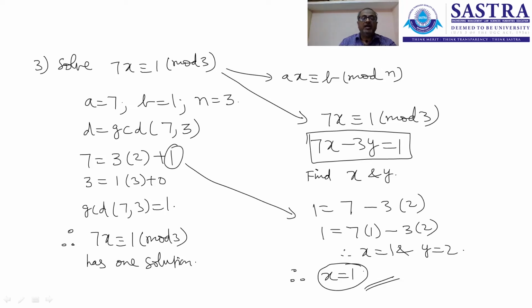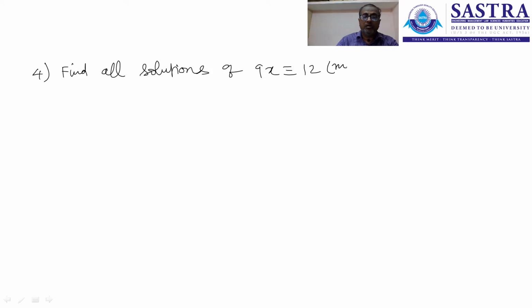Suppose I take another linear congruence equation and see whether it has multiple solutions, and how we find the multiple solutions for a congruence relation. Let me write down this problem: find all the solutions of 9x congruent to 12 mod 15. Let me start with the solution as usual. In fact, I have to solve this equation, 9x minus 15y is equal to 12. You keep this in mind.